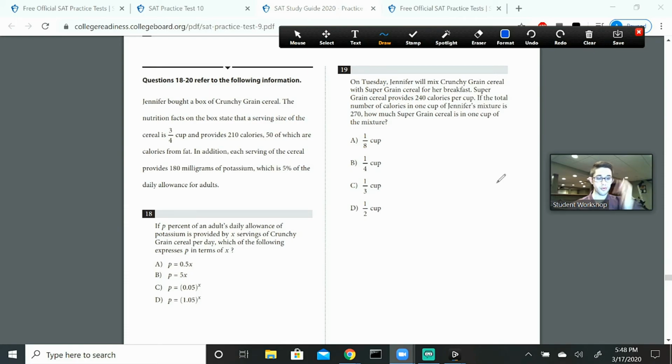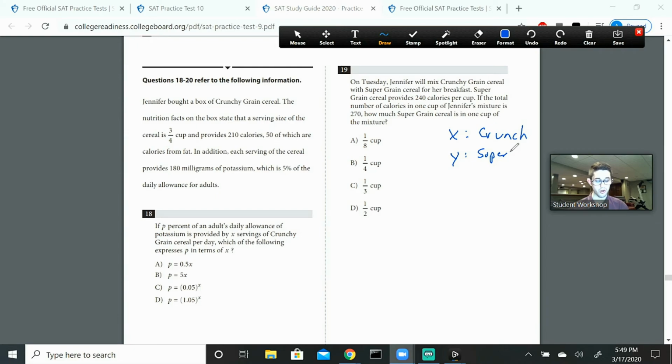Number 19, on Tuesday, Jennifer will mix crunchy grain cereal with super grain cereal for her breakfast. A lot of grain. Super grain cereal provides 240 calories per cup. If the total number of calories in 1 cup of her mixture is 270, how much super grain cereal is in 1 cup of the mixture? Now this is a pretty evident system of equations. I'm going to set up x as crunchy grain and y as super grain.